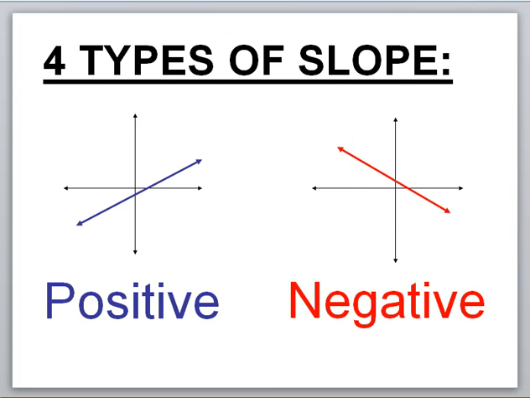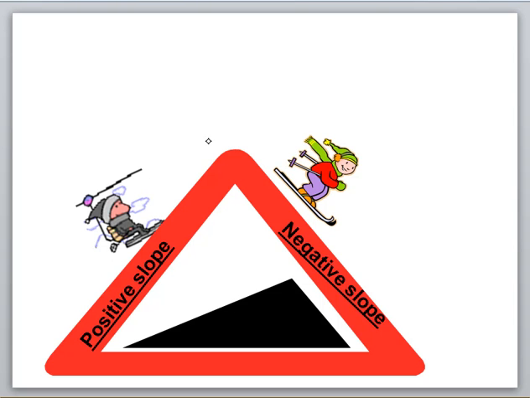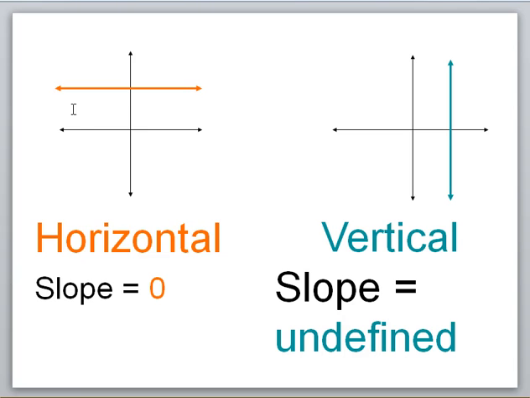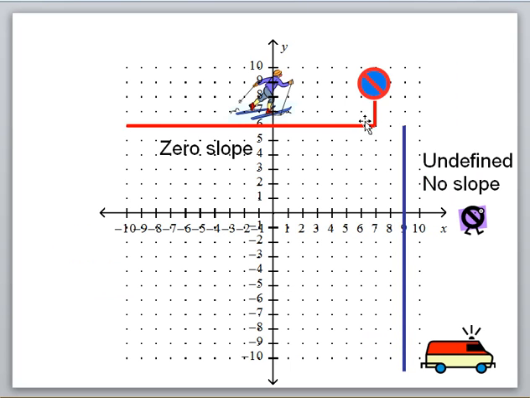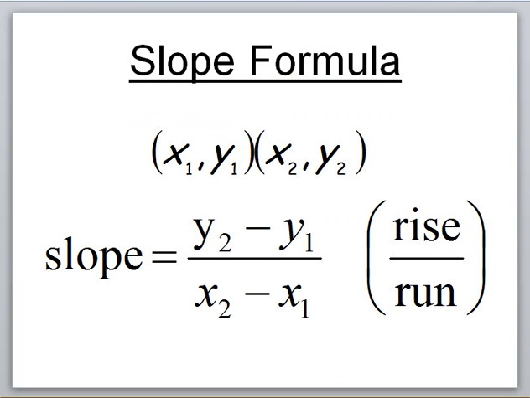Remember our 4 types of slope. We have positive slope, we have negative slope. Our skiers, we can ride a ski lift up, we can ski down. We have horizontal slope, right straight across, that's 0, or we have vertical slope, which is undefined. Remember, we can cross-country ski, that's fine, but we're not going to be skiing on the slope of undefined. Go straight down.